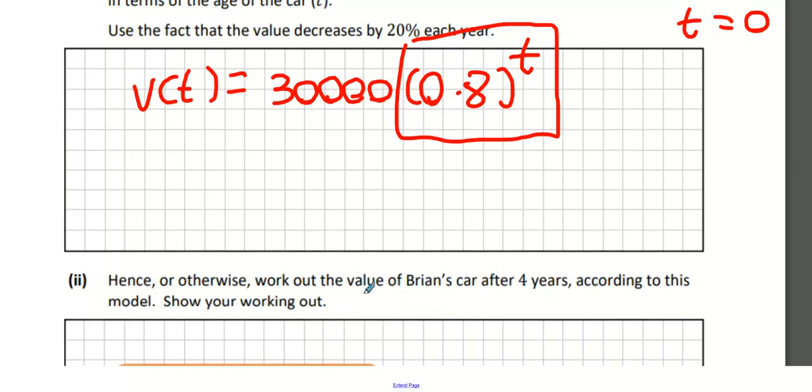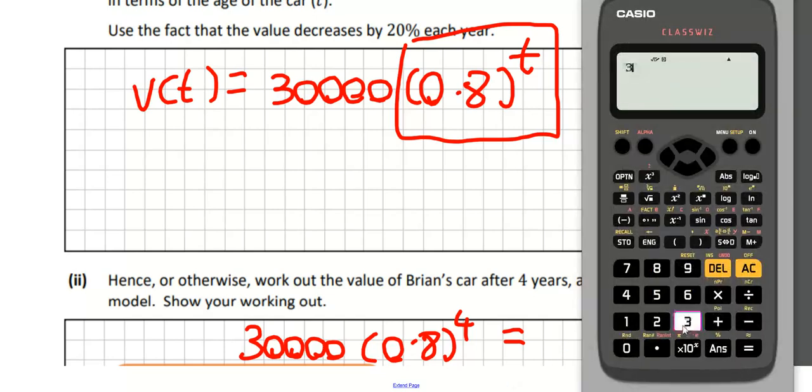Hence or otherwise, work out the value of Brian's car after 4 years. How do we do that? Just put in 0.8 to the power of 4. If you didn't know the formula, what could you do? Just keep taking away 20% for 4 years, and you'll get the same answer. 12,288.